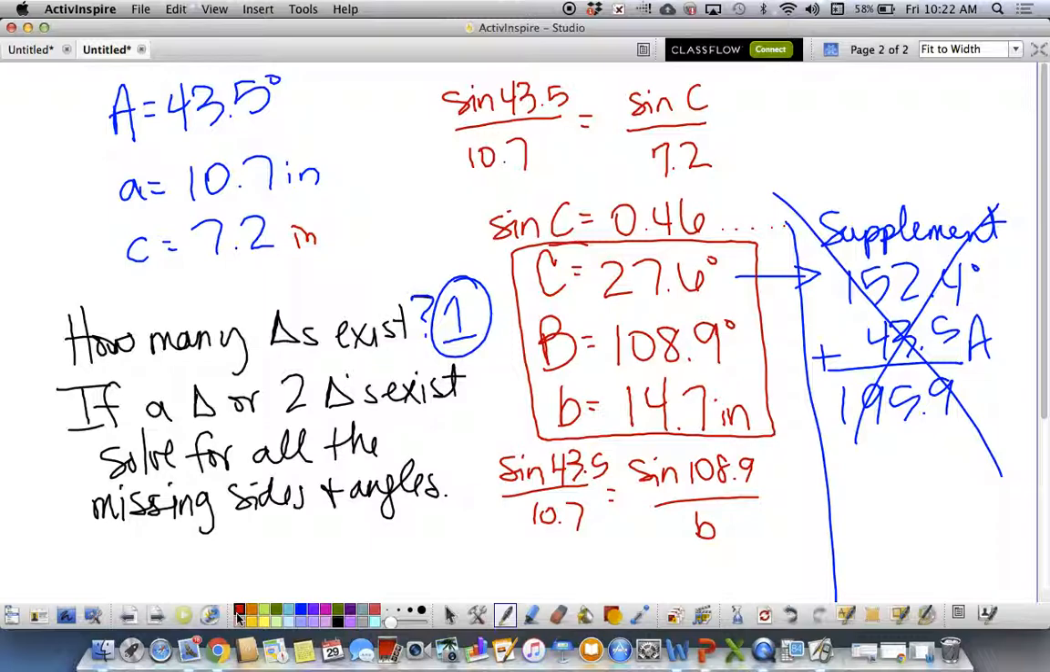How many answers are you supposed to have? In this case, when there's one triangle, I have 3. If there's 2 triangles, I have 6. If there's 0 triangles, your answer is no triangles exist.